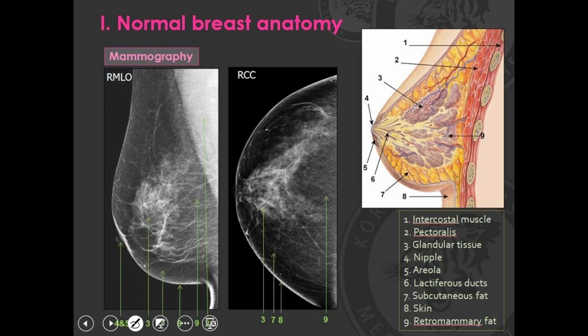So this is the normal breast anatomy. This is the RMLO view and this is the RCC view. You can see that the cells, nodes, and tissue are all clear. These are the intercostal muscles, pectoralis, glandular tissue, and nipple, all of which they have examined.